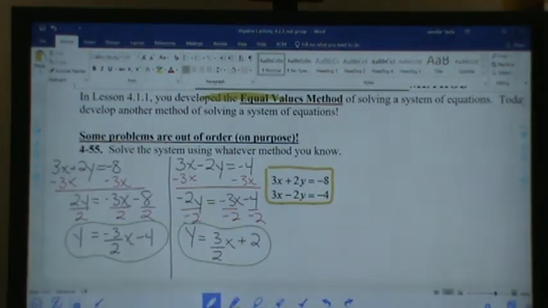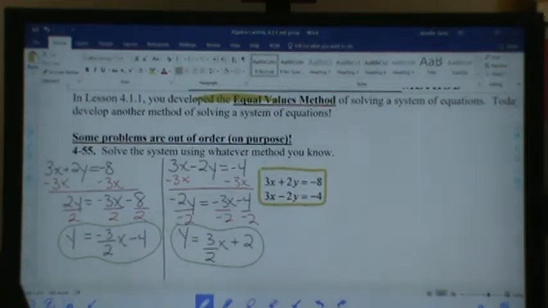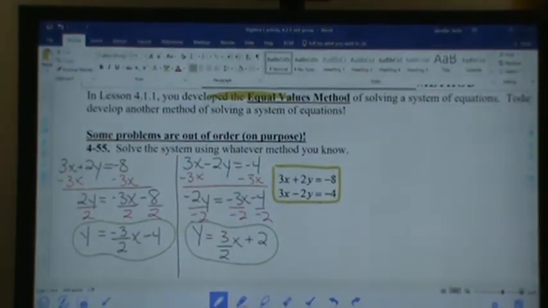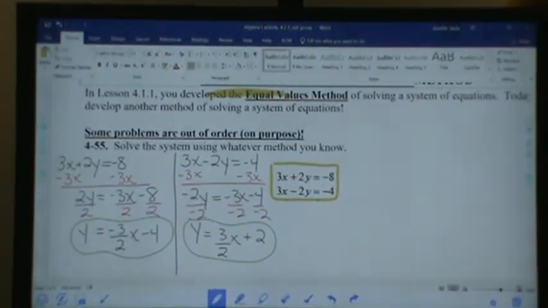Okay, when you finish, check your answer with mine. Remember, all we're doing is moving pieces around, because I want to make sure I have everything in y equals mx plus b form.